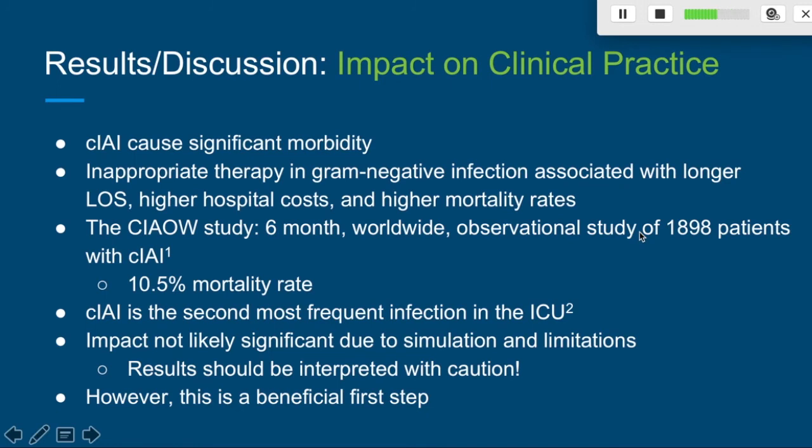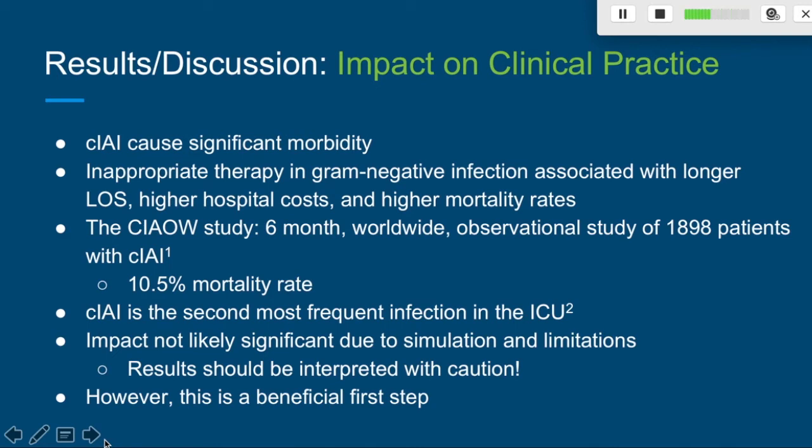So now moving on to discussing the results and the impact on clinical practice. CIAI caused significant morbidity. The authors state patients with CIAIs due to resistant pathogens are more likely to receive initially inappropriate antibiotic therapy. Studies cited within the article have shown that inappropriate therapy in gram-negative infection is associated with longer length of stay, higher hospital costs, and higher mortality rates.